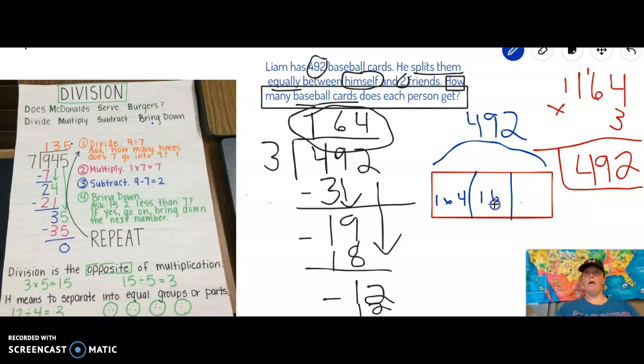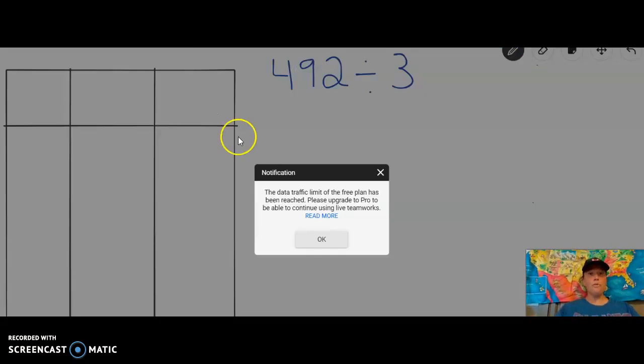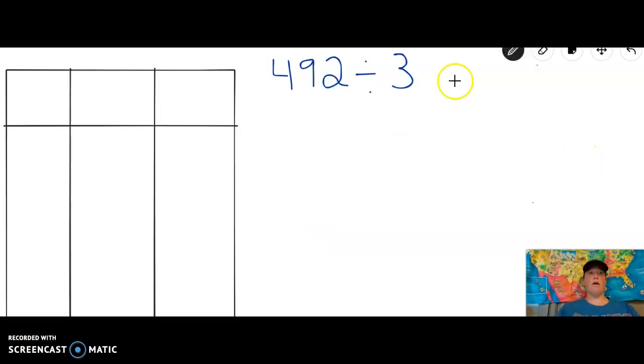164. That's just another way to show it. 164. Okay, that's a tape diagram. Awesome. Okay, so we're going to stick with the same equation today, and I want to show you again the place value disks and also the open area model.